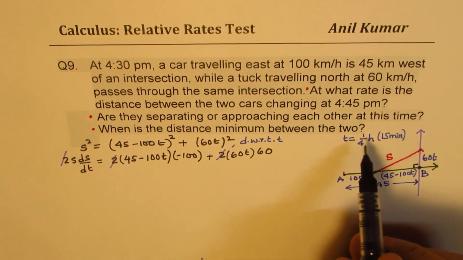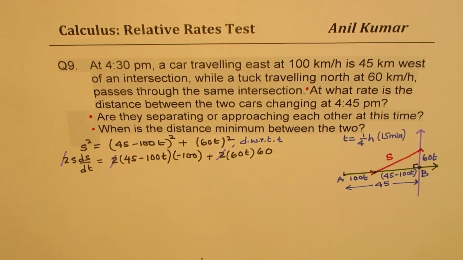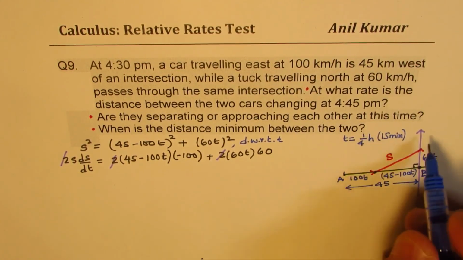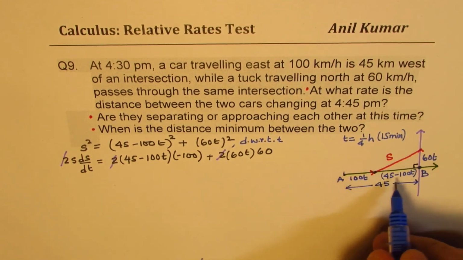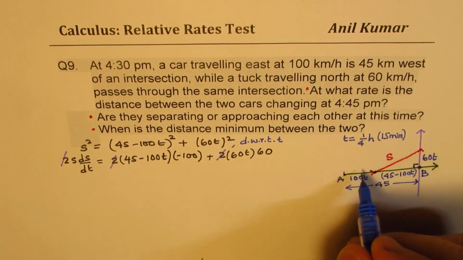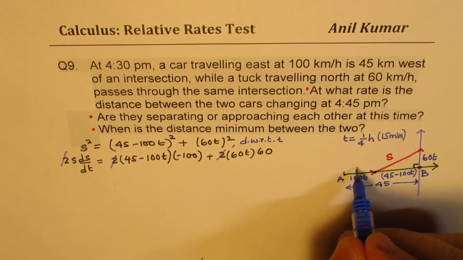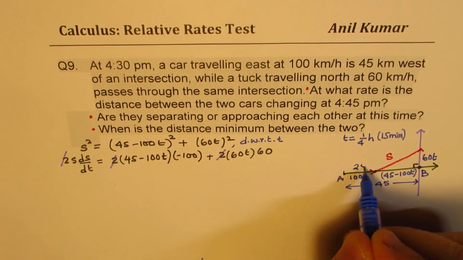Now, at t equals 1/4 of an hour, what is s equal to? Let's calculate this part, right? At this time, the distance will be 45 minus 100 times 1/4, which is 1/4 of 100, or you can say this distance is 25, correct?